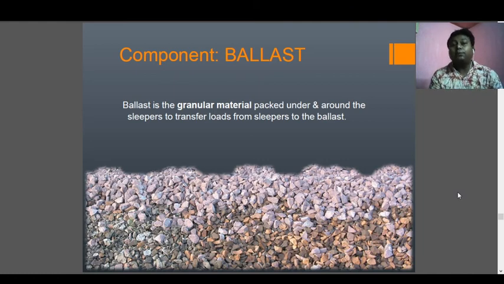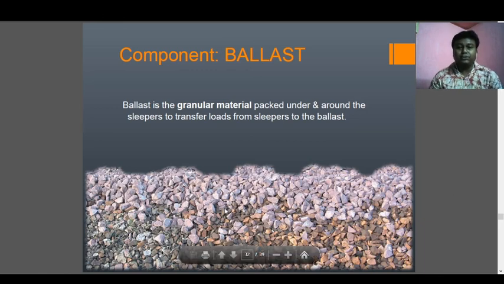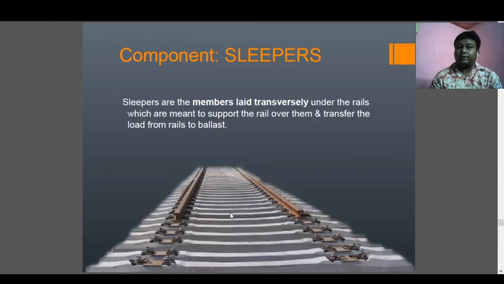Next is the component of the ballast. Ballast is a granular material packed under and around the sleeper to transfer the load from the sleeper to the ballast. As I said, these are the stone chips used for load transfer from one portion to another portion of the railway track. What is the component of the sleeper? Sleepers are members laid transversely. This is the longitudinal direction and this is the transverse direction, so the angle between the rails and the sleepers is 90 degrees.